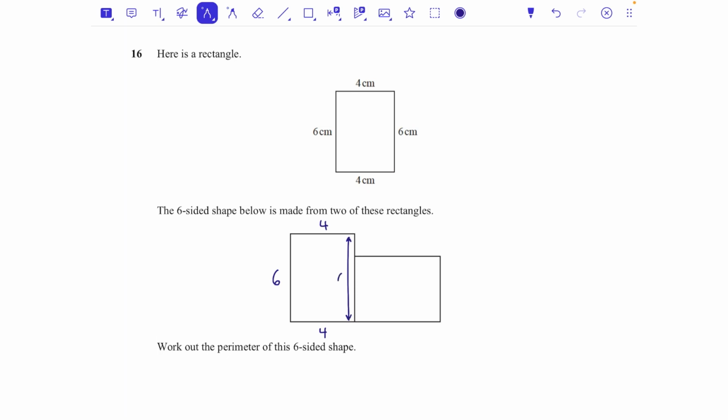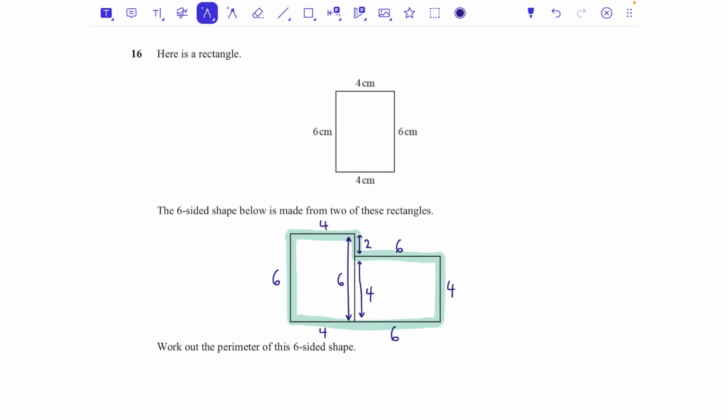But remember, with perimeter, we don't count any lengths on the inside of a shape. We just want to go around the outside. This one's on its side, so we've got 6 here, 4 here, and 6 here. And this would be 4. So hopefully it makes sense if I tell you that this bit here is 2. When we calculate the perimeter, we need to go all the way around the outside of the shape. If I was to walk around the edge or put a fence around it, that is the perimeter.